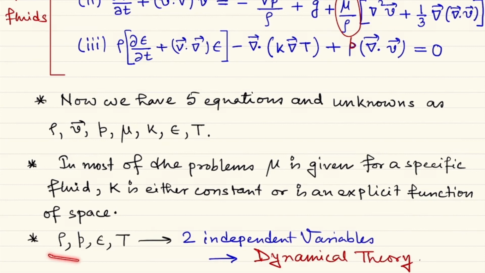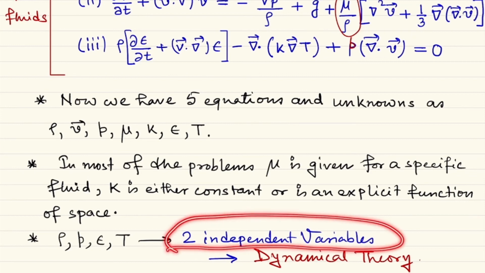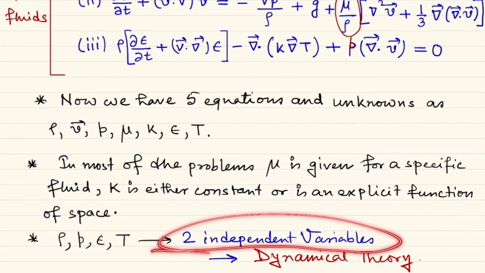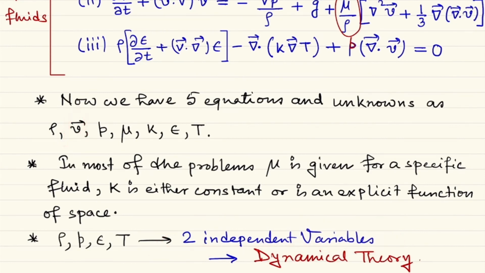And finally rho, P, epsilon, and T are all related by 2 independent variables, and most popularly the 2 variables are n and T. So finally, 2 independent variables from here and 3 components of V: 5 equations, 5 unknowns. So finally we succeeded in constituting a dynamical theory for real fluids. That's exactly where I should stop for this lecture.